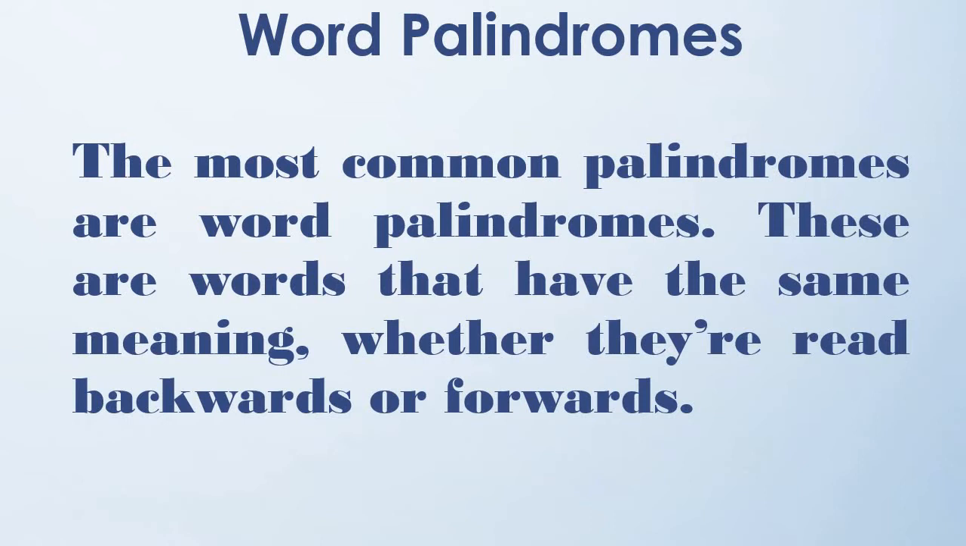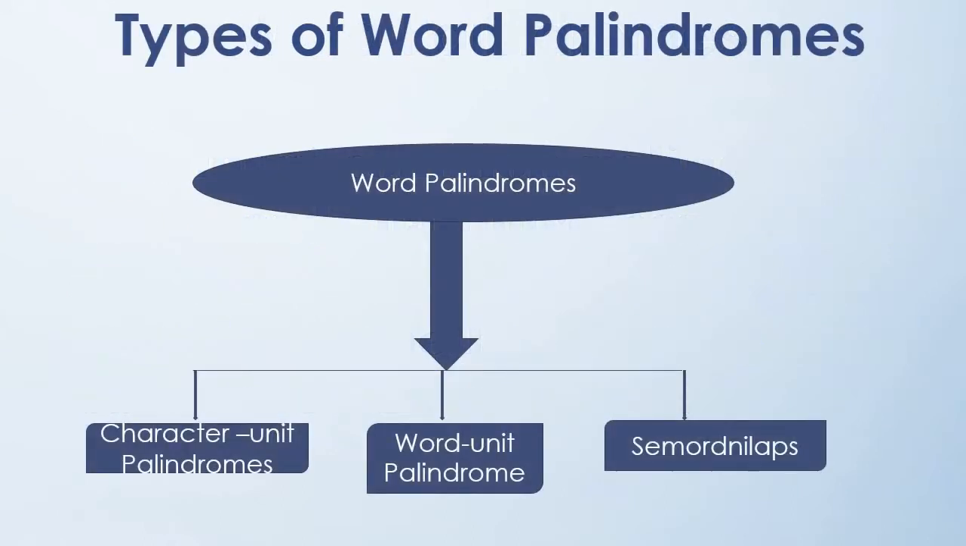Word palindromes are the most common palindromes in English, and these are the words that have the same meaning, whether they are read backwards or forwards. And we have several types of word palindromes, such as character unit palindromes, word unit palindromes, and semordnilaps.